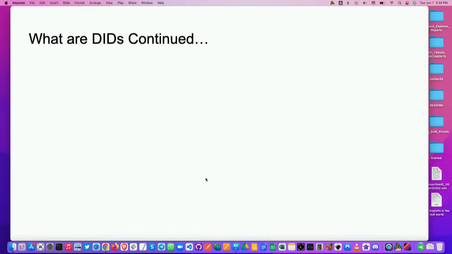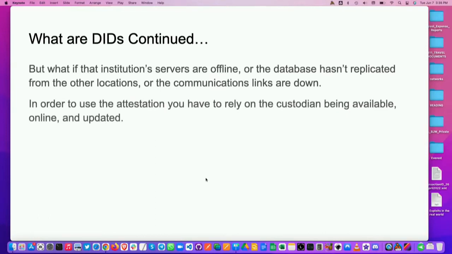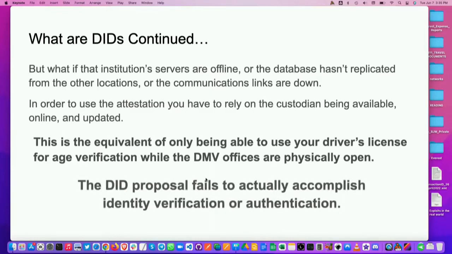But what if the institution's servers are offline, or the database hasn't replicated from other locations, or the communications links are down? Well, in order to use that attestation, you have to rely on the custodian being available, online, and up to date. That's the equivalent of only being able to use your driver's license for age validation while the DMV is physically open. That doesn't make any sense. The DID proposal fails to accomplish identity verification and, by extension, authentication.